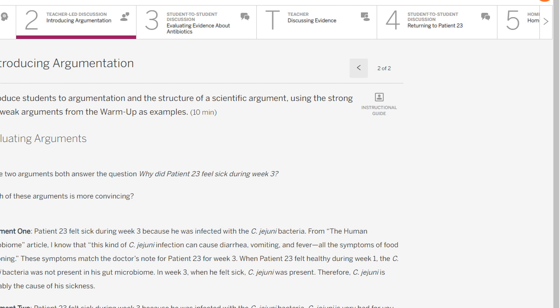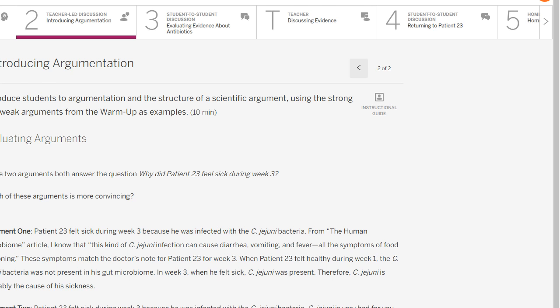And note that question, do both arguments have a claim that answers a question? And the answer is yes, they have the same claim. Do both arguments have evidence that supports the claim? Well, argument 1 includes several pieces of evidence that can support the claim. Argument 2 has some information, but it does not support the claim.